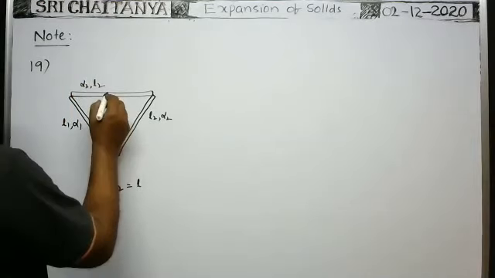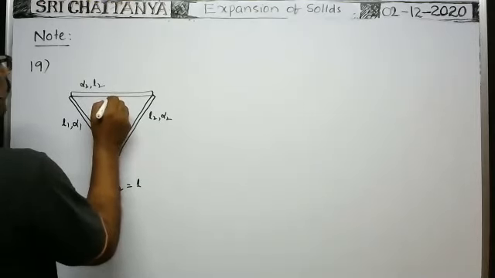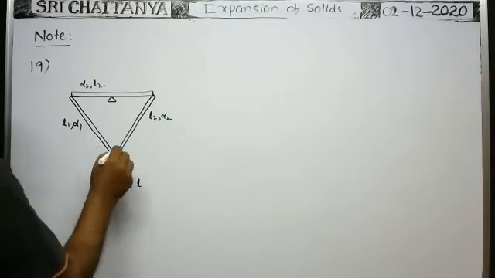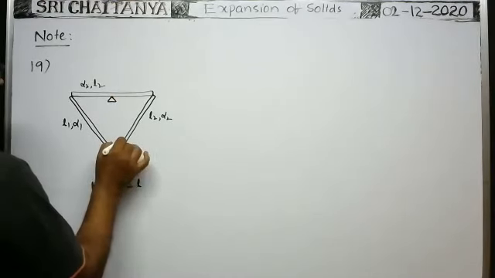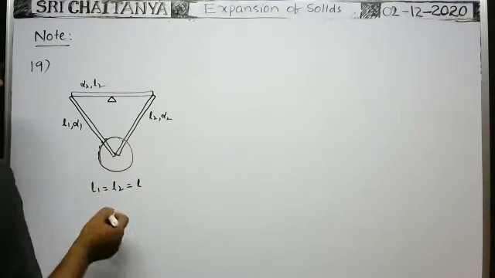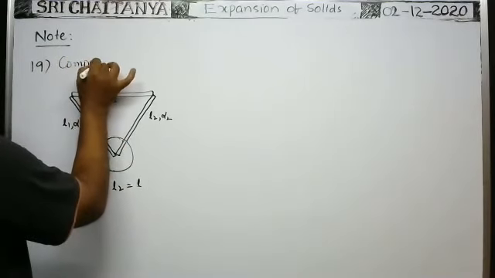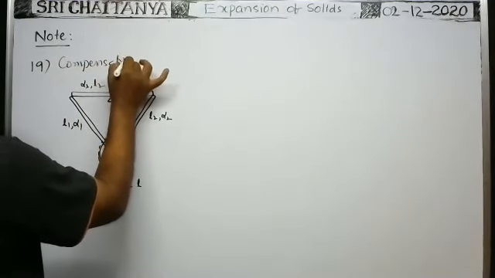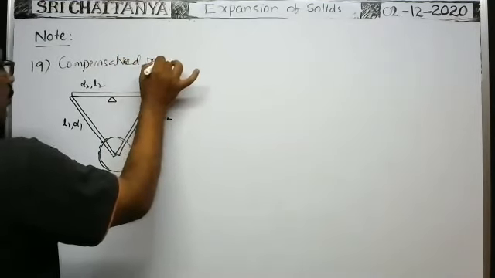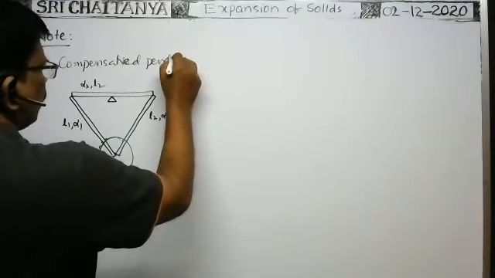Okay, now here it is hinged at this point, or it is kept over a sharp edge, and here a disc is fixed. It is called a compensated pendulum. It is one type of pendulum, because different types of pendulums are there.